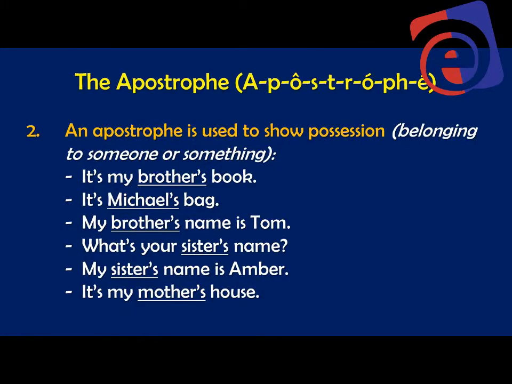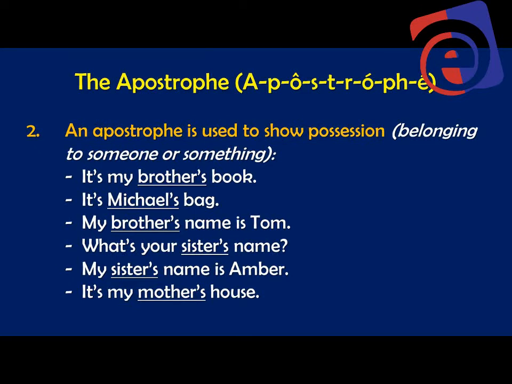We also use the apostrophe to show possession. Can you say possession? Possession comes from the word possess. Possession is the noun. Possess is the verb. Possess. It's Charles's house. It's Bob's house. It's Mary's. And so we use the apostrophe to show something belongs to someone or something belongs to something.